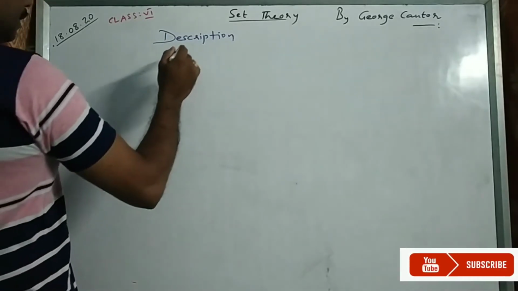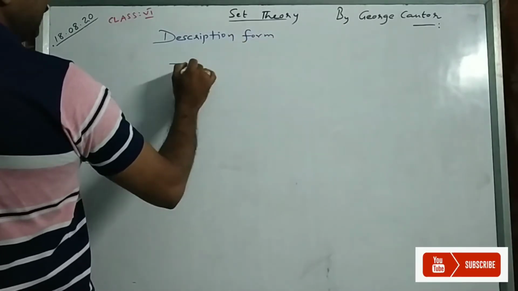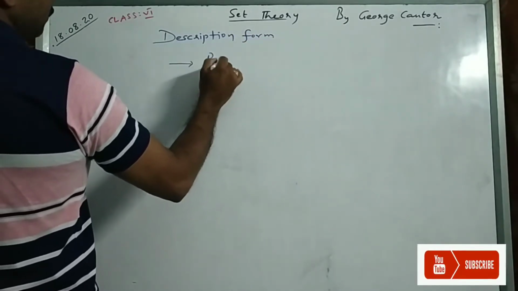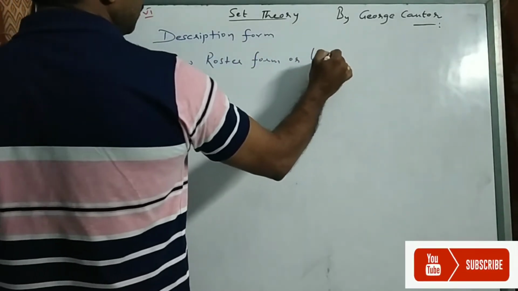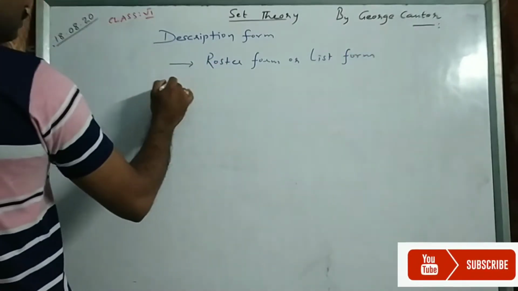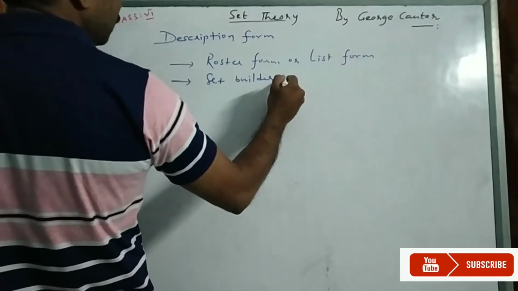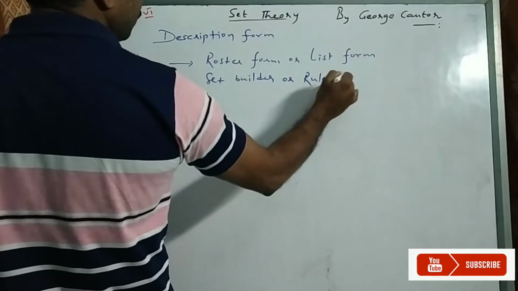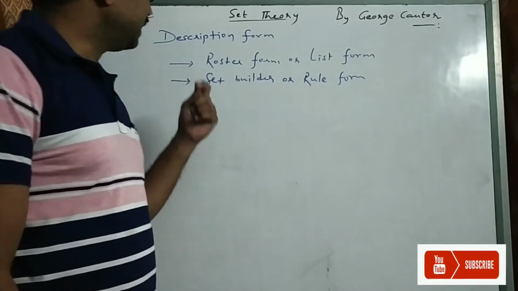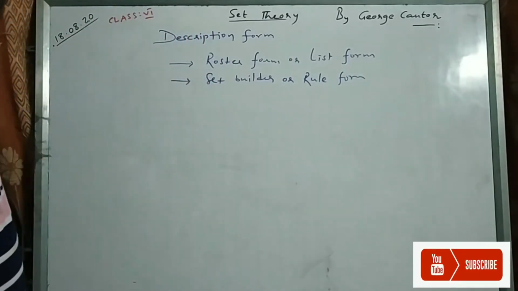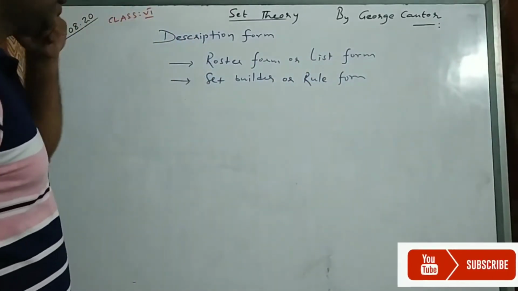When the statement is in description form, we can write it in roster form or list form, or set builder form or rule form. So we usually denote two ways. Description form is the given statement. So sets are represented in two ways: roster form or list form, set builder form or rule form.